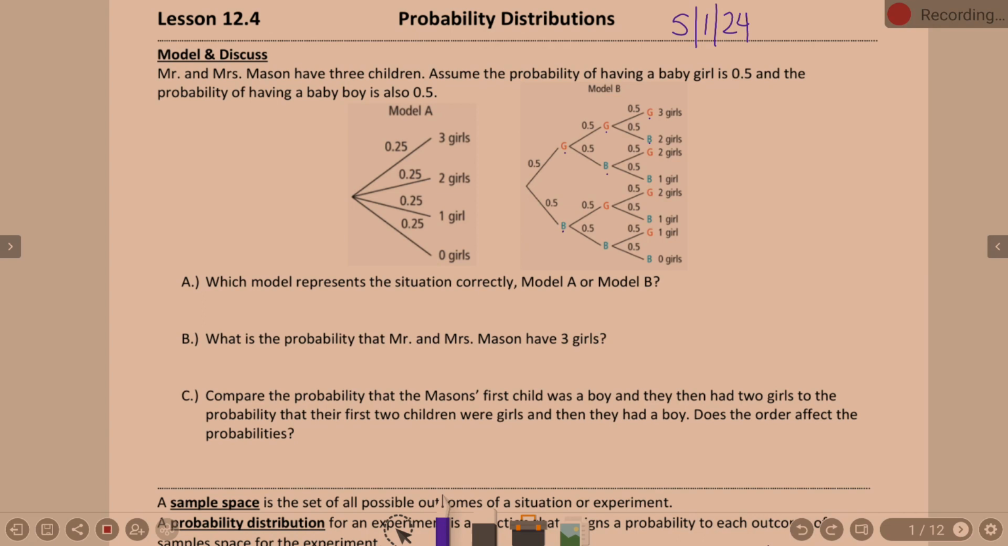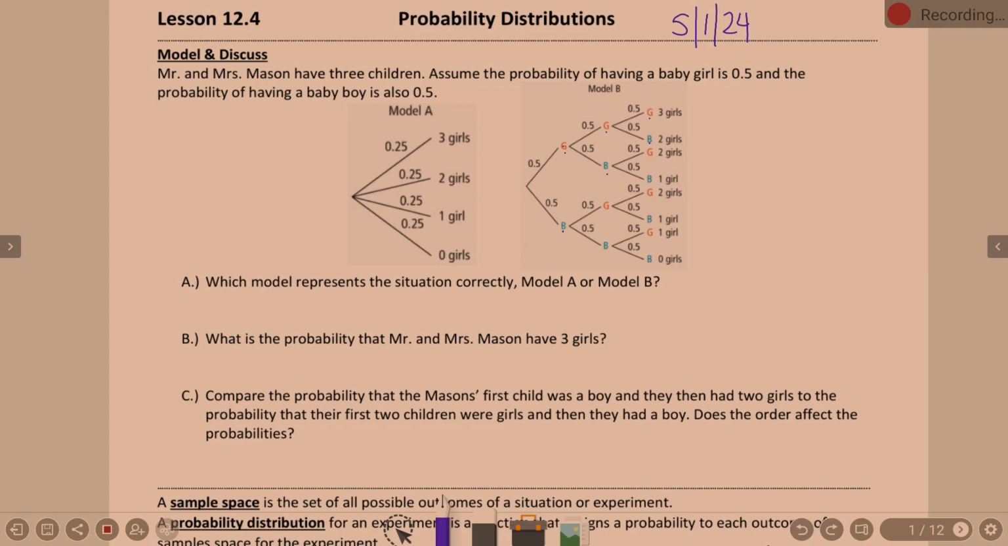And you can do this with each of them. So this off to the side says this top set is girl, girl, girl. This next one is girl, girl, boy, so 2 girls. We could go girl, boy, girl, 2 girls, girl, boy, boy, 1 girl. And there's a similar setup down below with the boys. So, which model represents the situation correctly? And that is model B.